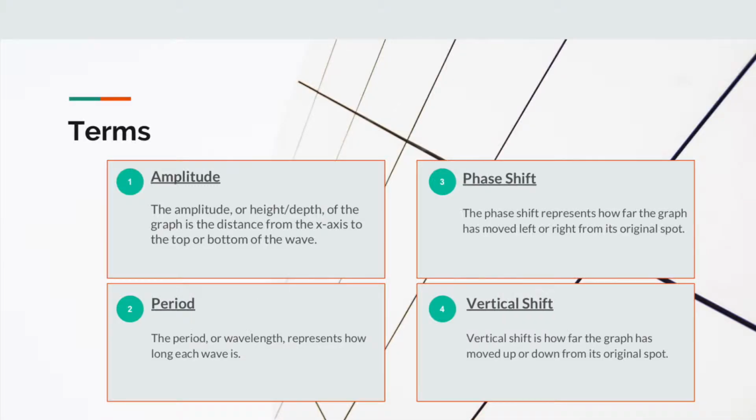These are our terms: amplitude, period, phase shift, and vertical shift. The amplitude, or height/depth of the graph, is the distance from the x-axis to the top or bottom of the wave. The period, or wavelength, represents how long each wave is. The phase shift represents how far the graph has moved left or right from its original spot. The vertical shift is how far the graph has moved up or down from its original spot. We will learn how to find these later.